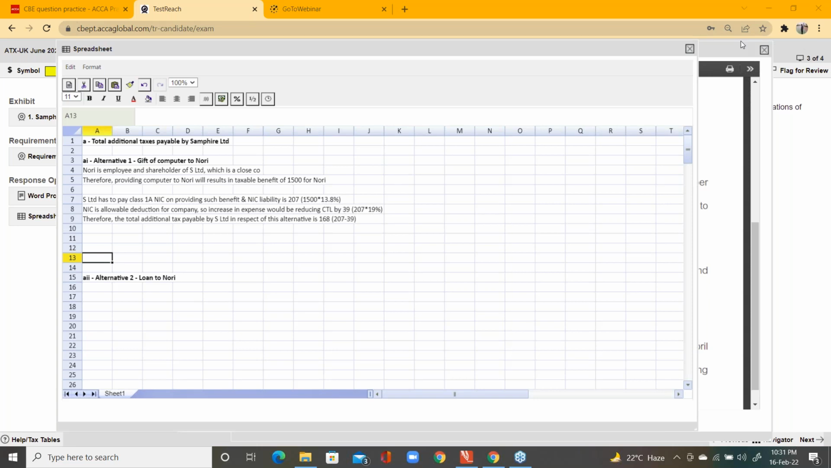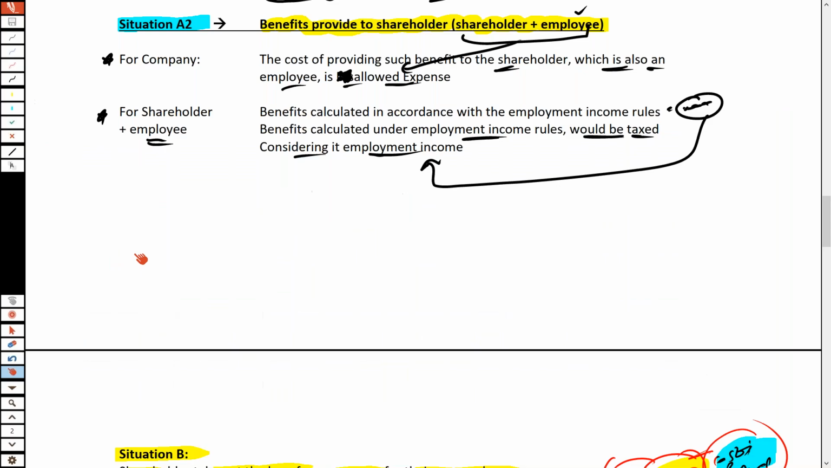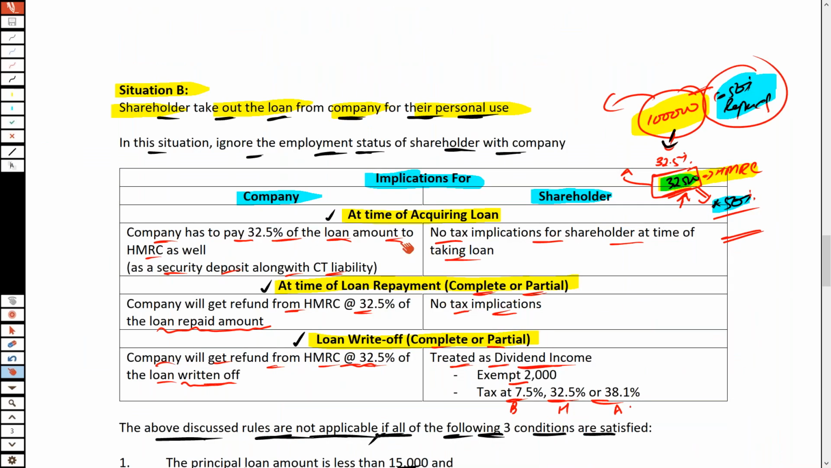What next is there? Let's talk about the second alternative, that is provision of loan to the shareholder who is also an employee. So basically, we have implication at 3 different times: at time of providing loan, at time of writing off, because the employee is not repaying any amount. We have to tell two things: what are the implications for company and person at time of acquiring loan and then writing off loan.